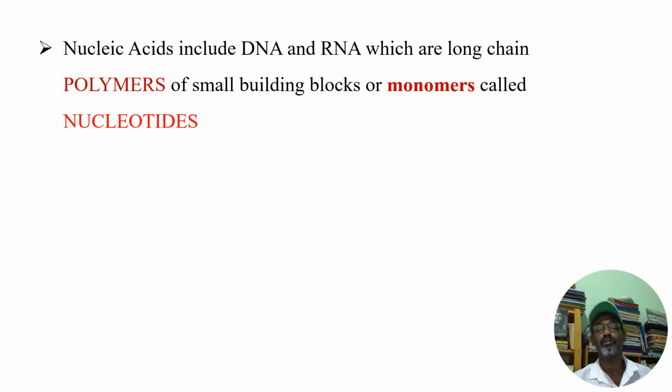Nucleic acids include DNA and RNA, which are long-chain polymers of small building blocks. If something is a polymer, it must have monomers. Therefore, DNA and RNA are polymers. They are macromolecules, yes. Some macromolecules are also polymers. Therefore, if they are polymers, they must have monomers, small building blocks. What are the monomers that make up DNA and RNA? They are nucleotides, please. Nucleotides.